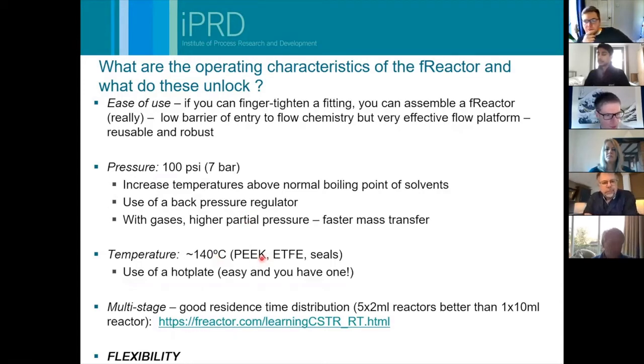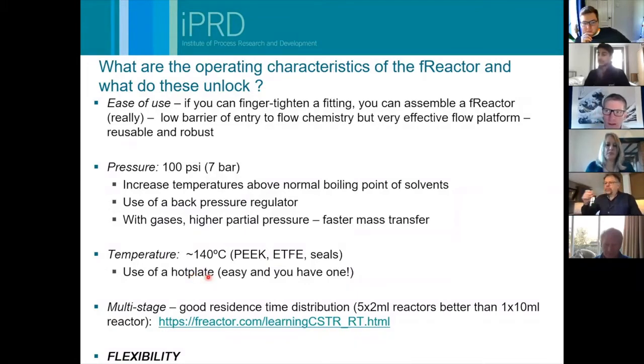The materials of construction, if you need specific materials, you can talk to Asynt, but the base unit is a PEEK reactor, so it's very robust to most chemistries. I think it doesn't like chlorines and bromines and things, but for most chemistries, it's very good. It's got a usable temperature rating of about 140 degrees C, and then it just depends on the pipes and other bits and pieces that you're using. And you can use that with the standard hot plate, and it's easy, and you probably have one.